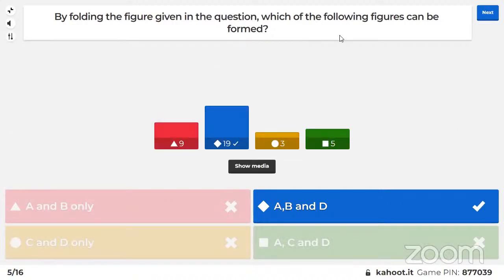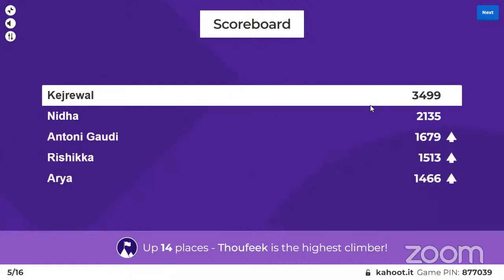All right, folding the figure, which figure will you be getting? Okay, A, B, and D is the correct answer. Most of you have made it correctly. So let's see whether the scoreboard also reflects the same.